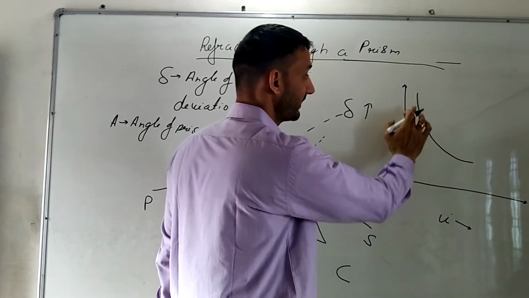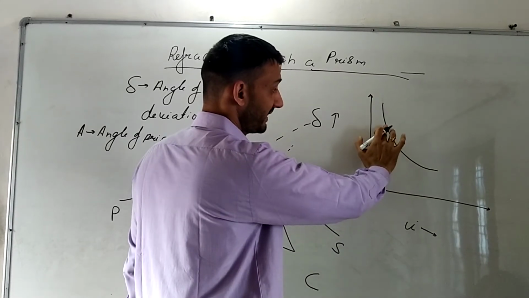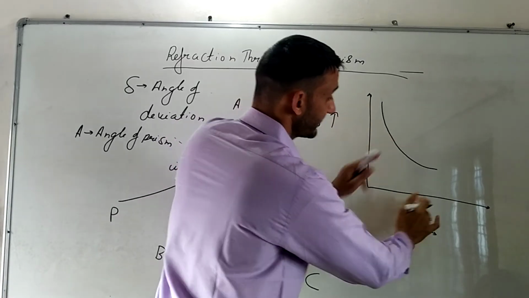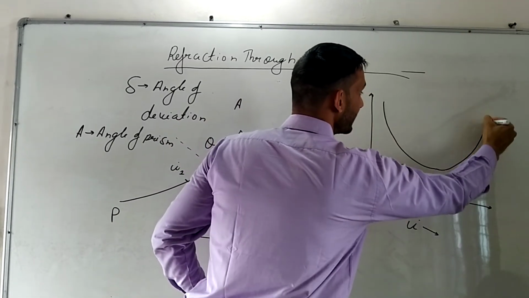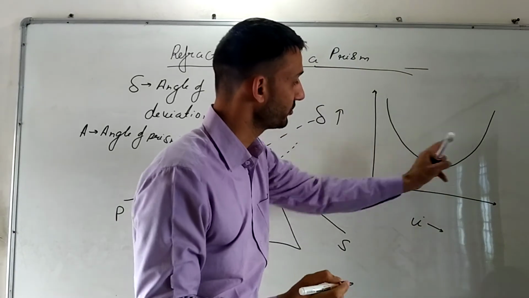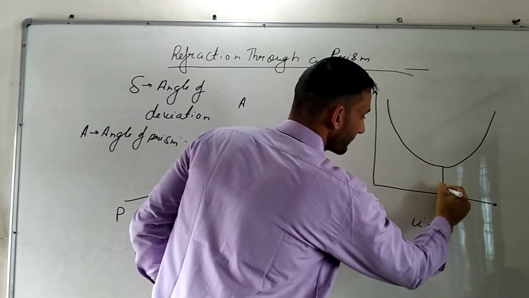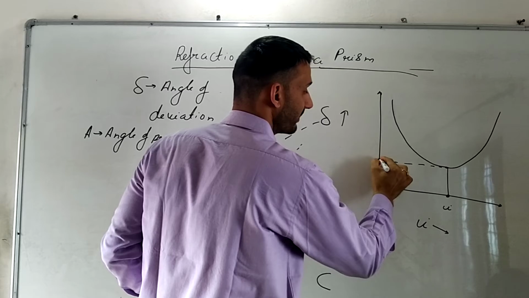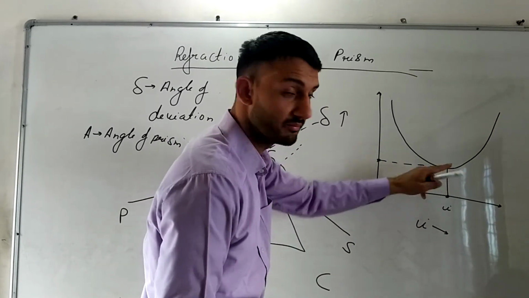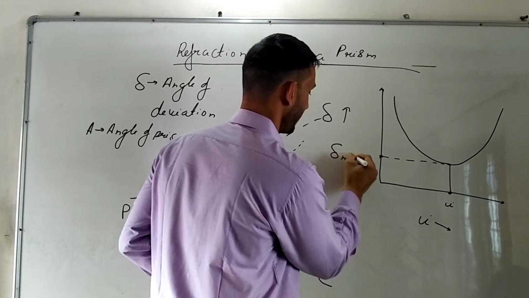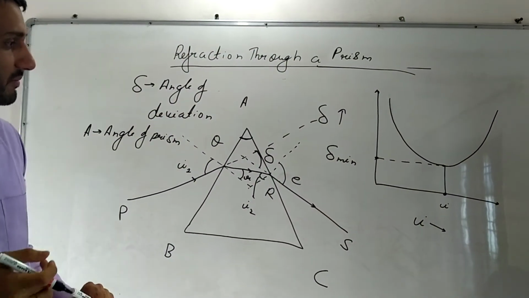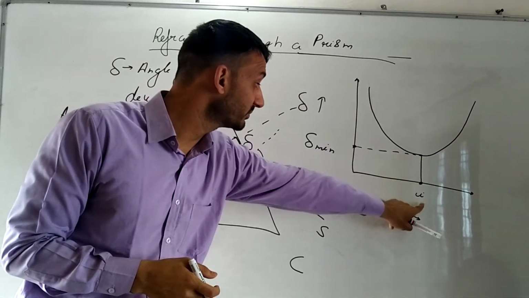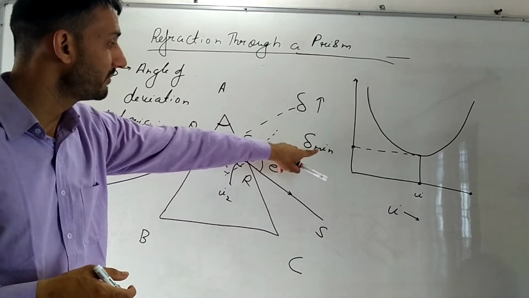It means with 30 degrees the angle of deviation will be more, and with 35 it will be less as compared to 30. So as the angle of incidence increases, the angle of deviation decreases up to a certain point, and then it starts increasing again. So the graph is like this, a U-shaped graph. At this particular angle of incidence we have the minimum deviation, del minimum. One should be able to draw this diagram as well.